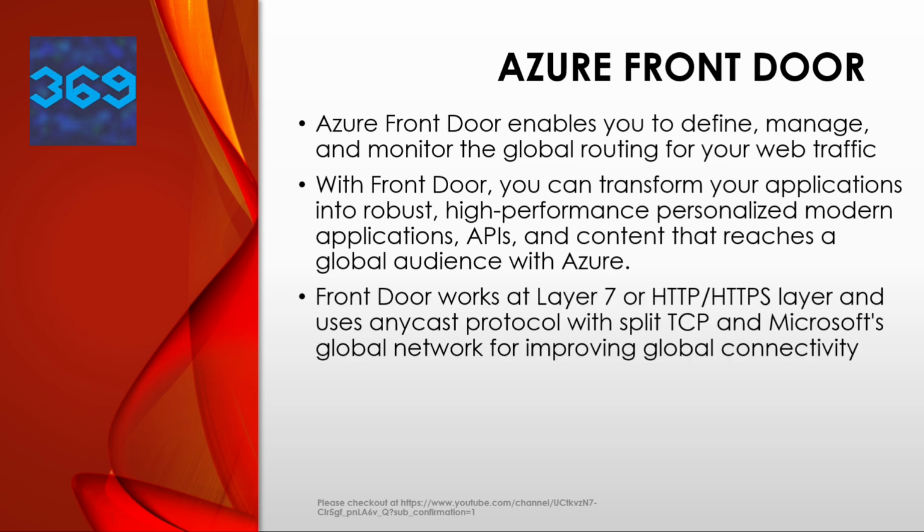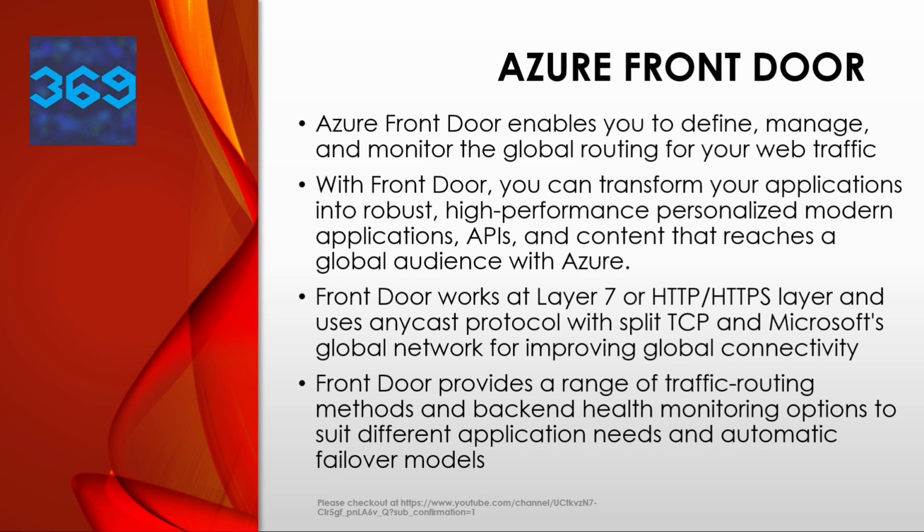Front Door works at layer 7, the HTTP or HTTPS layer, and uses the anycast protocol with split TCP and Microsoft's global network, that is the backbone network, for improving global connectivity. Per your routing method selection in the configuration, you can ensure that Front Door is routing your client requests to the fastest and most available application backend. An application backend is an internet-facing service hosted inside or outside of Azure.